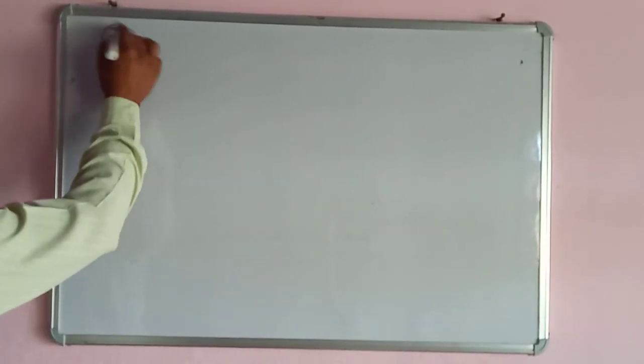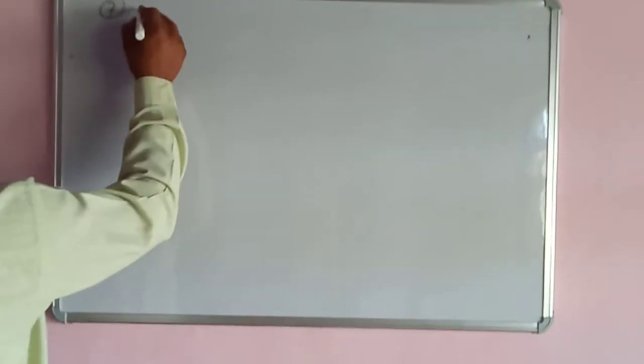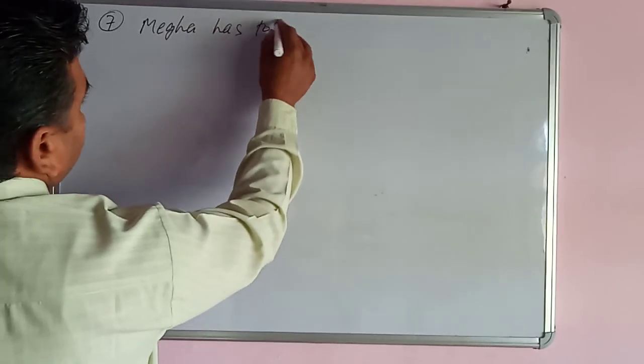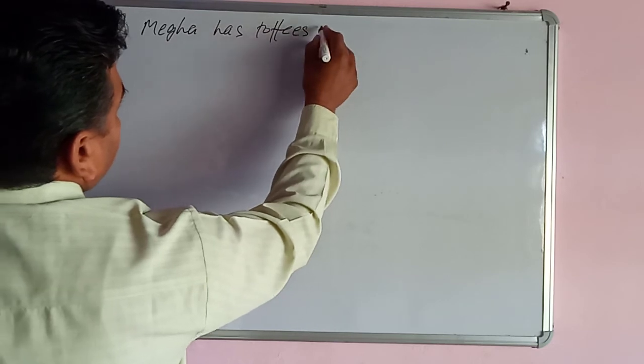Next question, question number 7. Neha has 7 more toffees than Megha. If Megha has x toffees, then how many toffees does Neha have? In this question, Neha has 7 more toffees than Megha. So first of all, we will write how many toffees Megha has. Megha has x toffees.